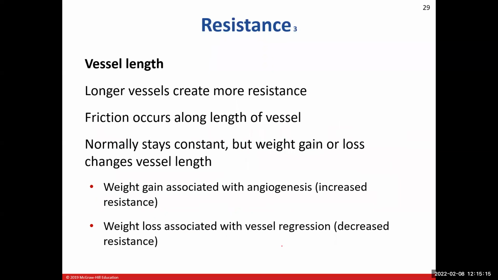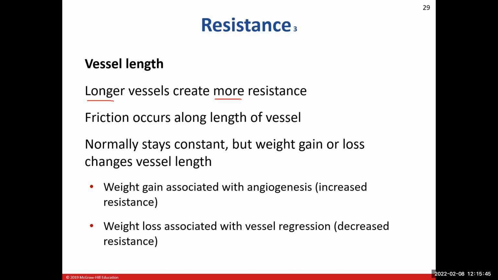Vessel length: the longer the blood vessels are, the more resistance you will see, because that friction occurs down the entire length of the blood vessel. So if it's longer, you're going to encounter more resistance. If it's shorter, less resistance. If things are good and nothing's really changed in your body, then your blood vessel length will remain constant.